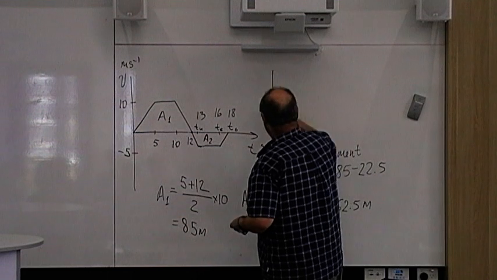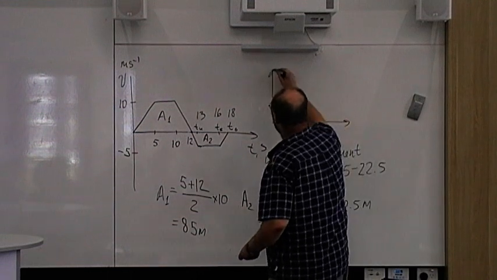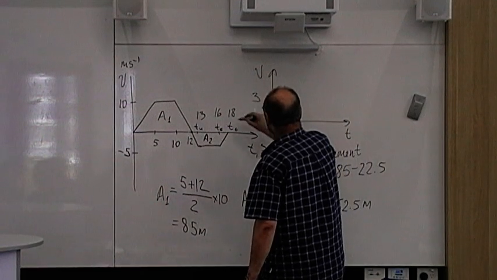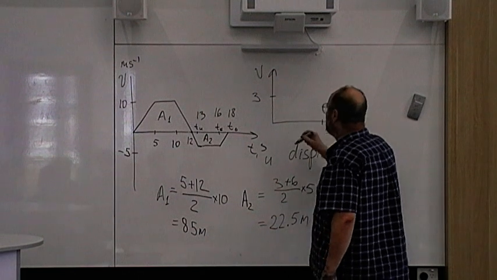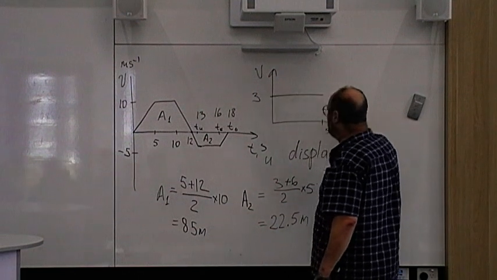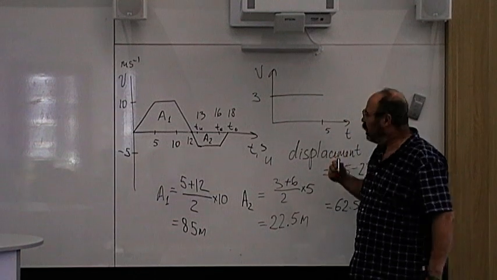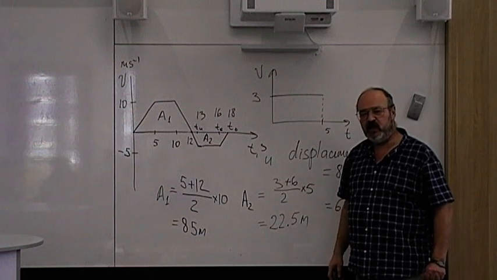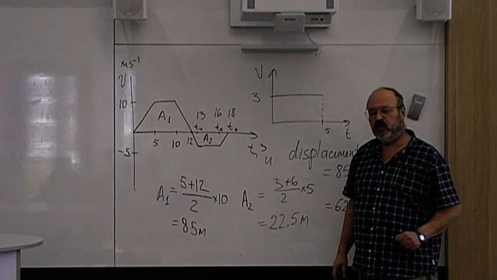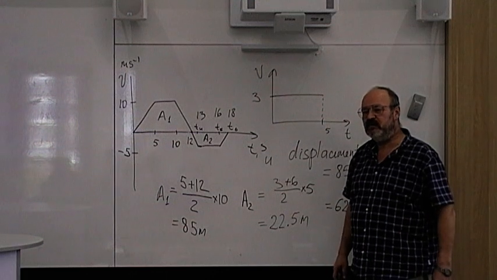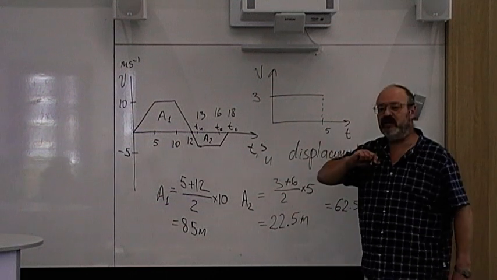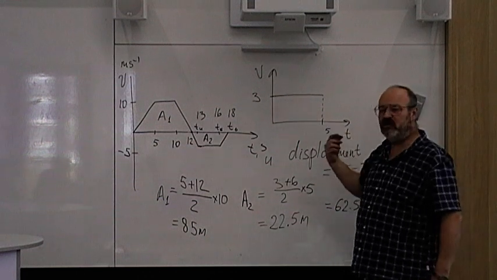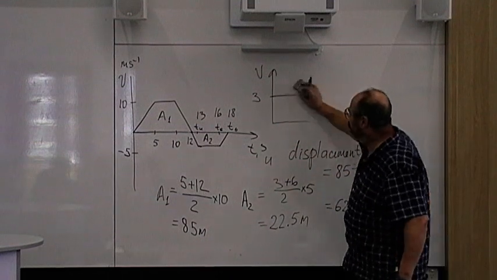Let's say we have motion with a constant velocity against time. We're moving with velocity, let's say, 3 meters per second for 5 seconds. As it is a constant velocity, the graph looks like this. If you're moving for 5 seconds with velocity 3 meters per second, what will be our displacement? 15. What is the area under this graph? 15. And meters per second times seconds will give us meters.